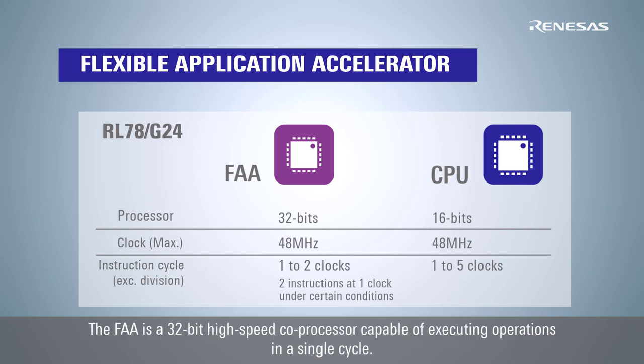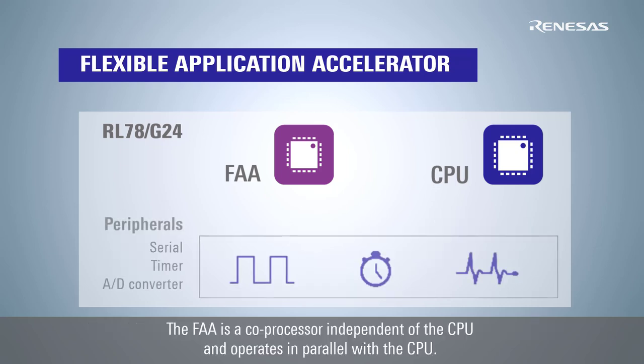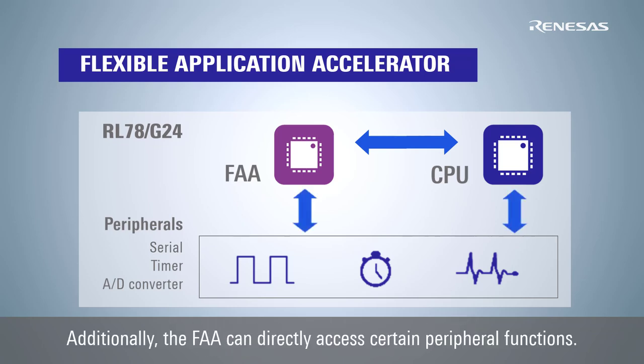The FAA is a 32-bit high-speed core processor capable of executing operations in a single cycle. The FAA is a coprocessor independent of the CPU, and operates in parallel with the CPU. Additionally, the FAA can directly access certain peripheral functions.